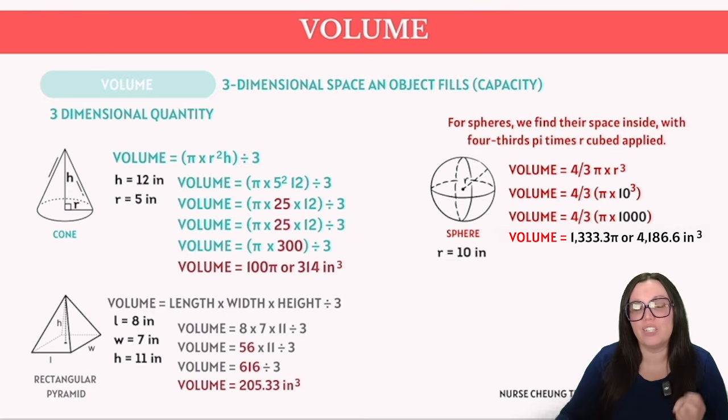So not all volumes are going to extend into a perfect polygon or circle in terms of height. The TEAS is going to test you on 3 additional shapes: cone, rectangular pyramid, and sphere, that are not going to follow all of those same rules.